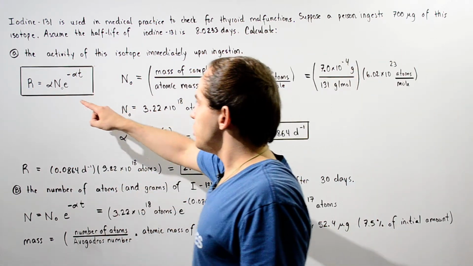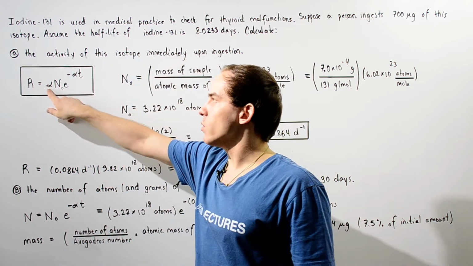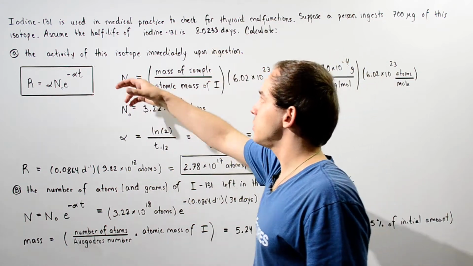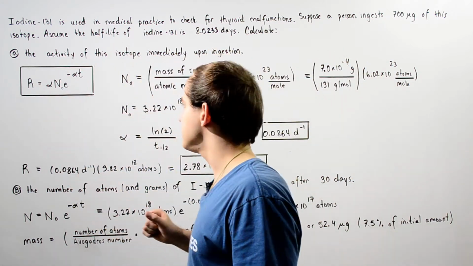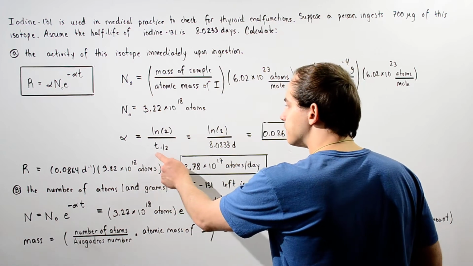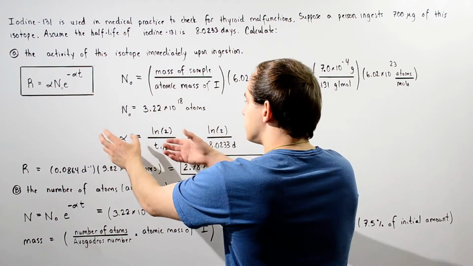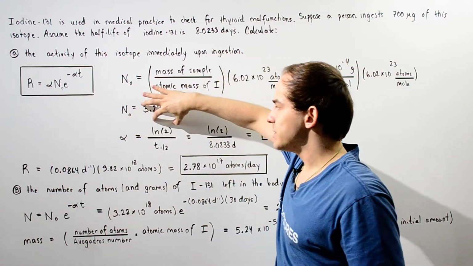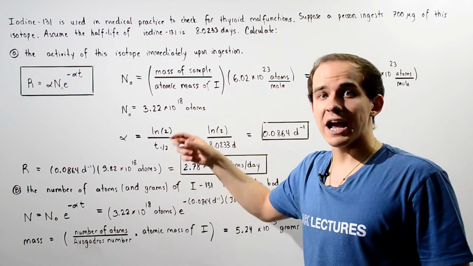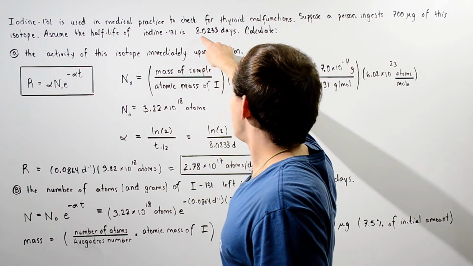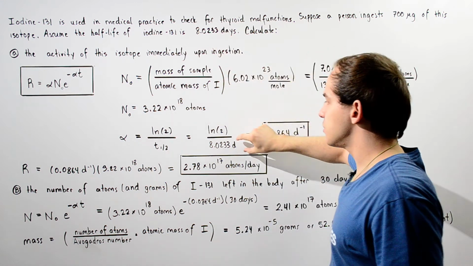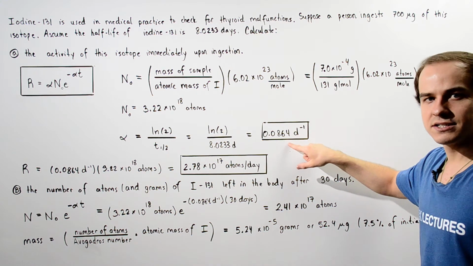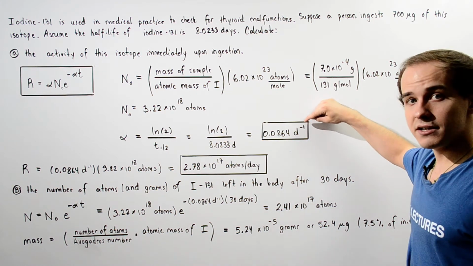Now we know what N naught is, but we still don't know what alpha is. To calculate alpha, we have to use the relationship between the half-life and alpha of our isotope. They are related by this equation: alpha is equal to the natural log of 2 divided by the half-life. So we take 8.0233, plug that into the denominator, and we get 0.0864 days to the negative 1.